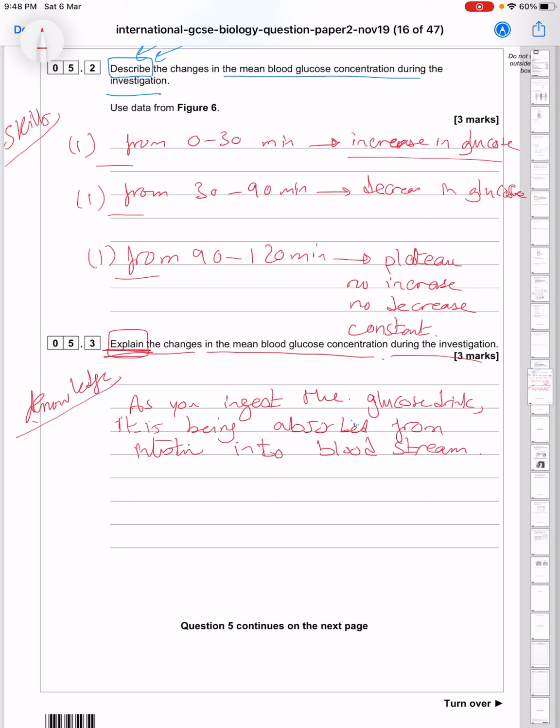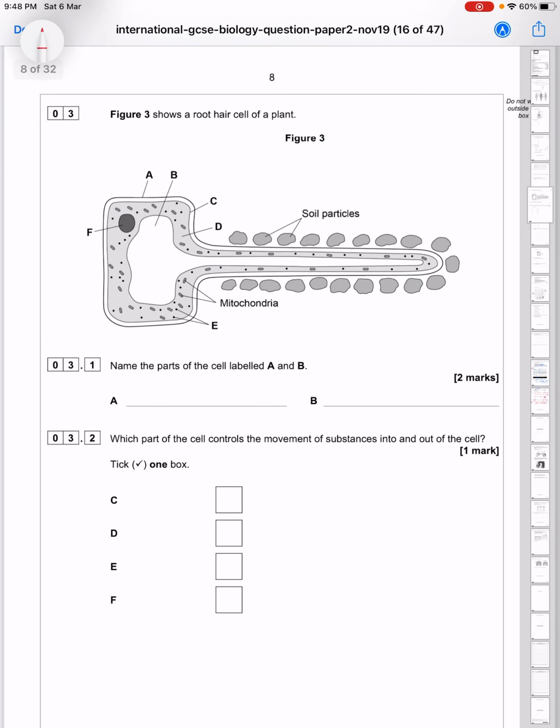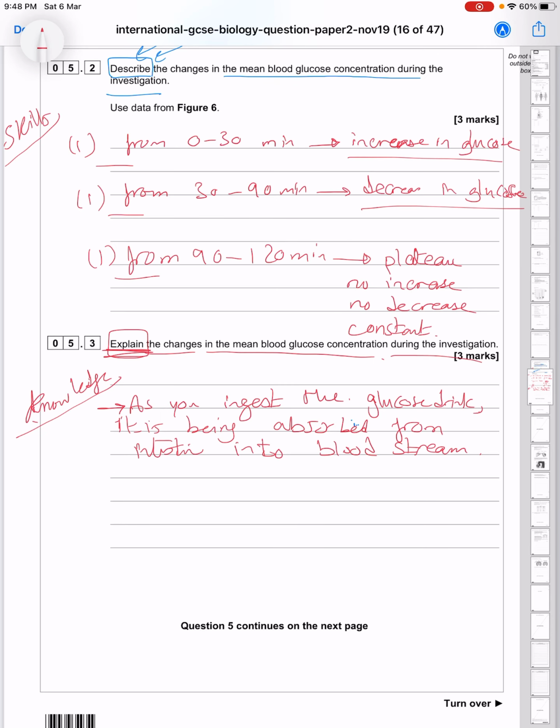Then, after that, there's a decrease in the glucose, right? What's the reason for this decrease? So that's the first mark. The second mark, you should account for the decrease in the glucose level. And that was because insulin was released.